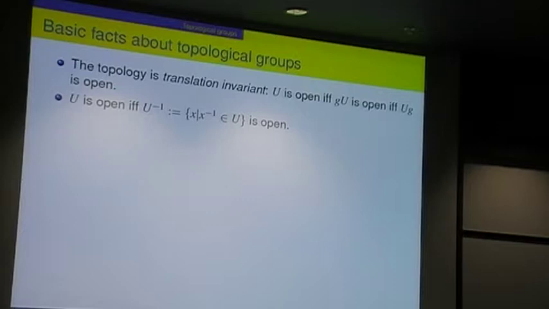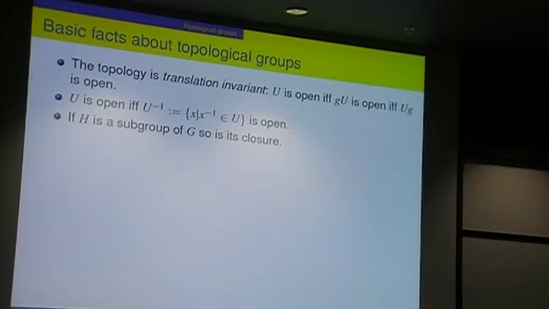Also, U is open if and only if U inverse, defined this way, is open. So you simply take the inverse of every element, you get some other set that doesn't look like a translation at all, quite distorted, so to speak. But that's also going to be open. If you take a subgroup of G, then its closure will also be a subgroup. So this is telling you another interplay between the topology and the algebra.